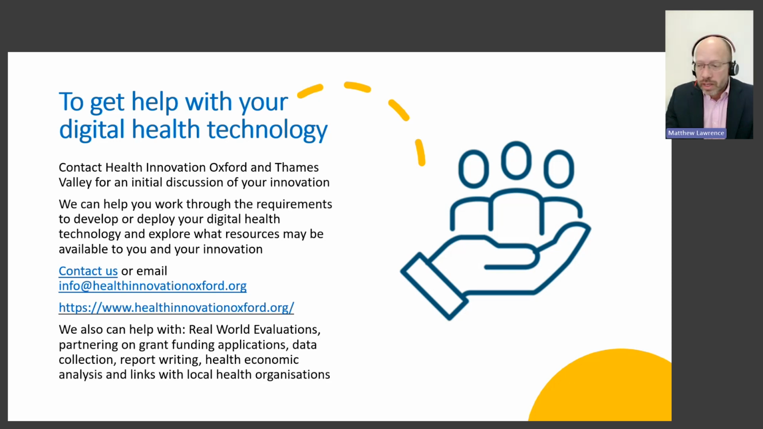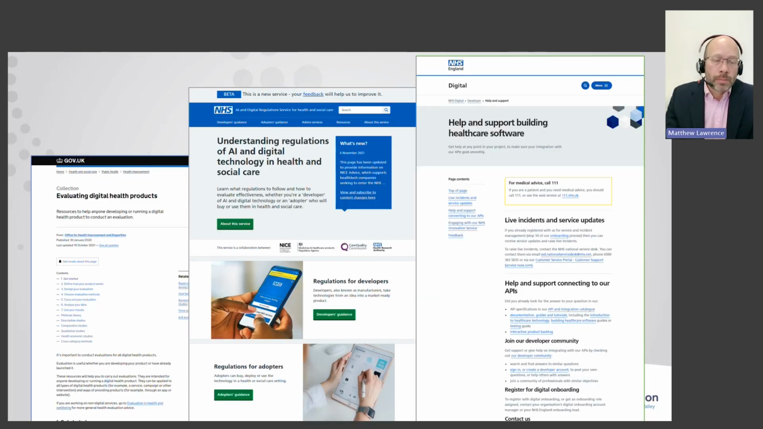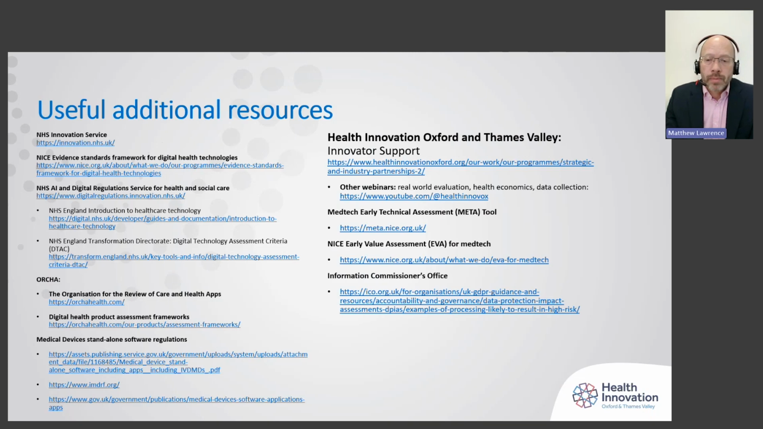And as you expect from lots of links coming out, there are a lot of websites. These are just a few of them. So, there's the government website, there is the NHS Innovation Service, that one in the middle, and understanding regulations on that. And there's NHS Digital, who've got lots of guidance around those different bits and pieces there as well. And there's a long list of additional resources here. So there's a lot here. So I won't go through all of them, but there's Innovation Service, there's NICE, AI and Digital Regulation Service, there's ORCA, who are really good, the Organization for Review of Care and Health Apps.